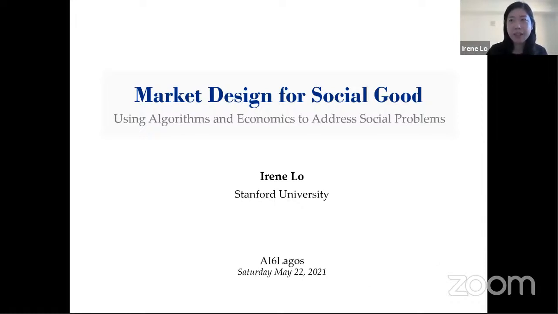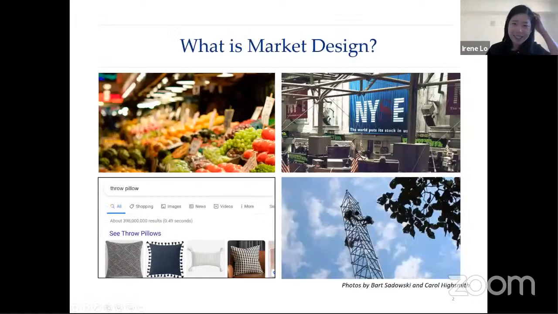Since I'm going to talk about a market view, I should describe what I mean by a market. So what is a market and what is market design? When I say market, you might think of a farmer's market, or a stock market, the New York Stock Exchange. Some of you who've heard of market design before might also think of ad auctions. When I'm looking for a throw pillow on Google, you can see that they put up a lot of ads at the top. Or you might have heard of the FCC spectrum auctions.